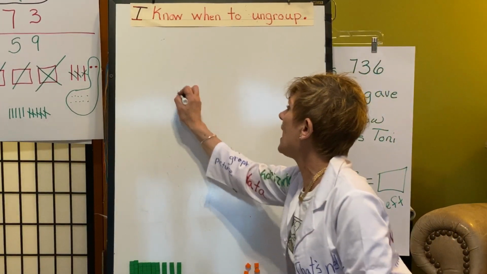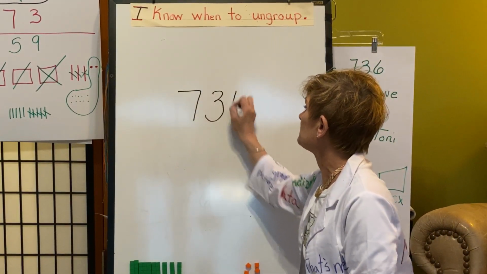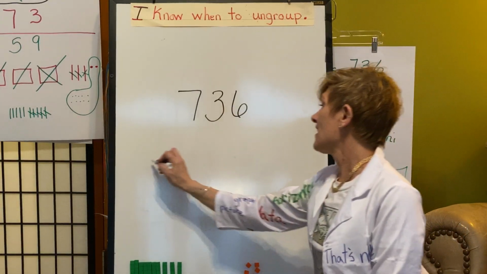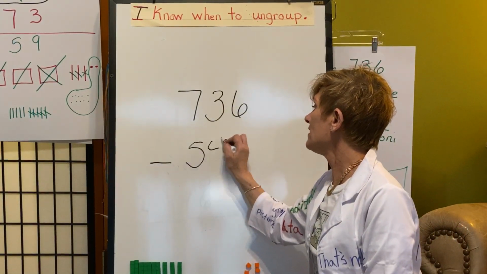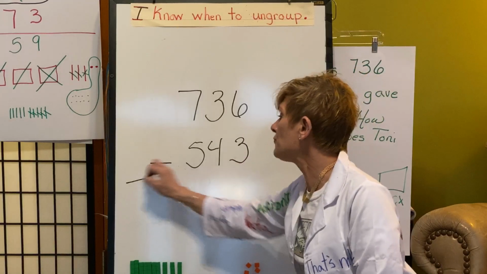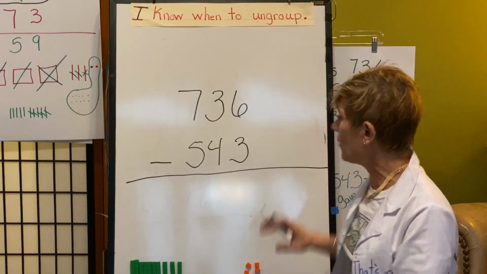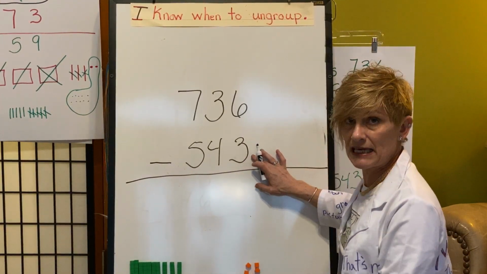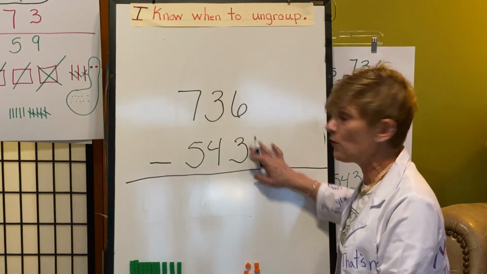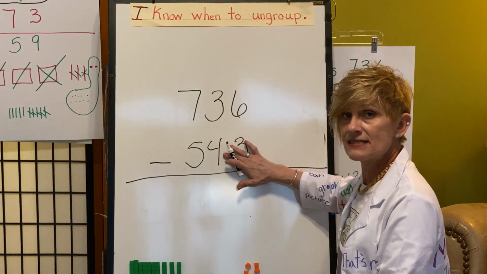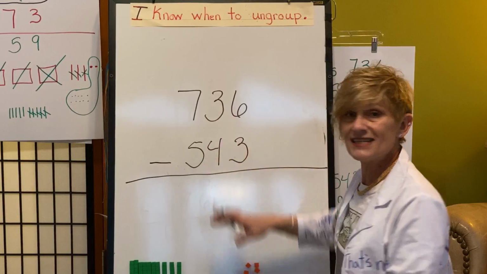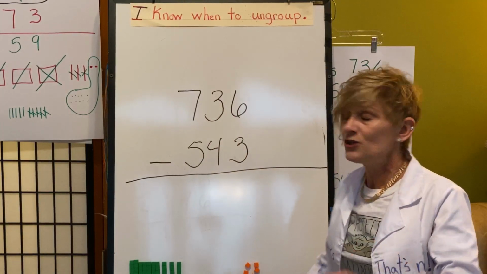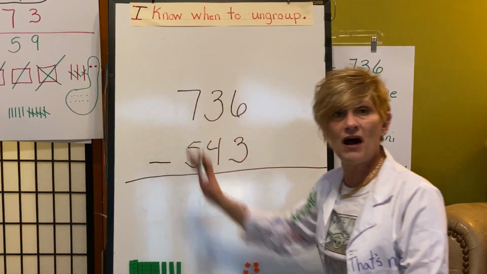736, and I'm doing it vertical. Take away 543. If you've noticed, and I hope you're noticing at home, I am very comfortable keeping my ones with my ones, my tens, and my 100s. It's important. You need to know how to line them up.